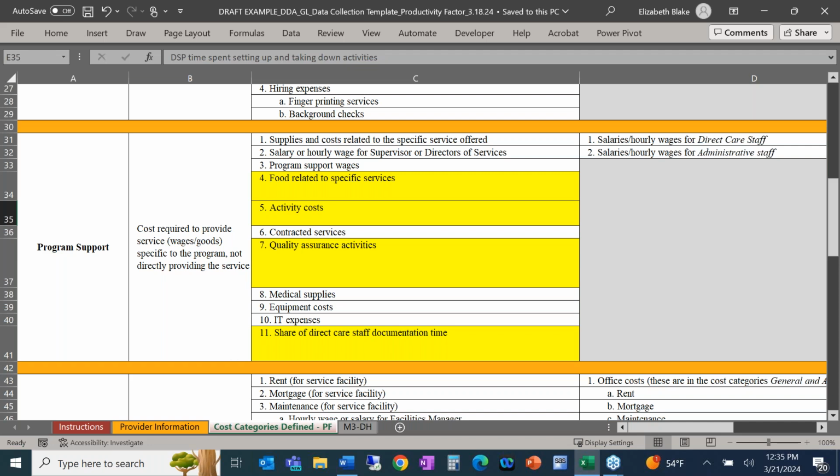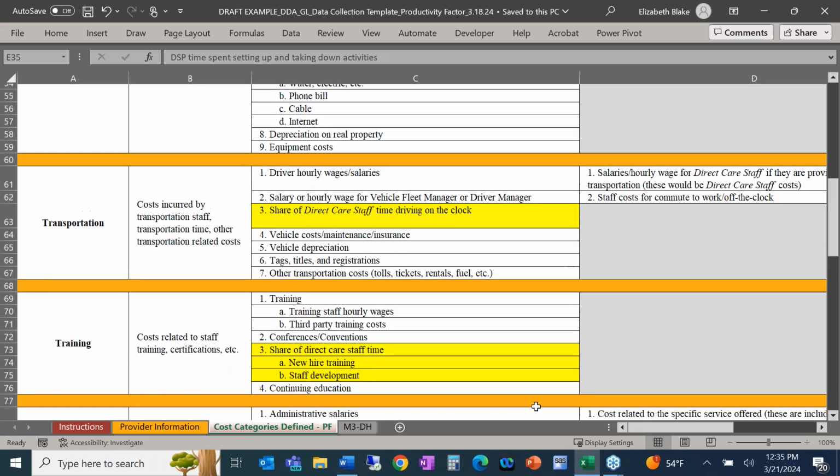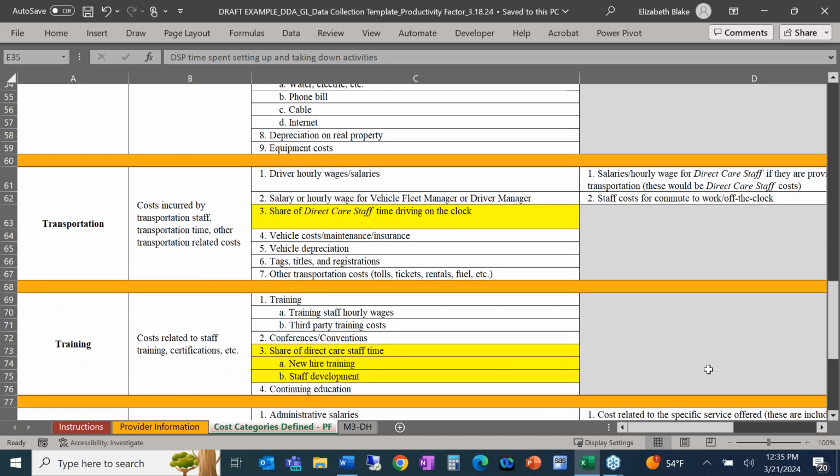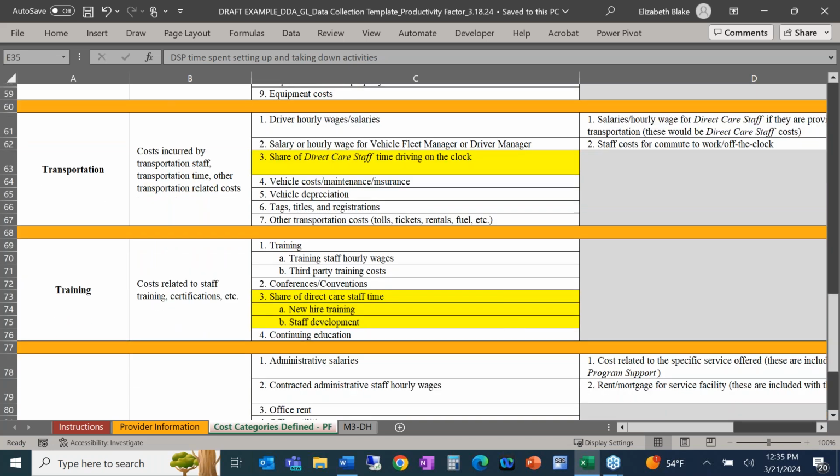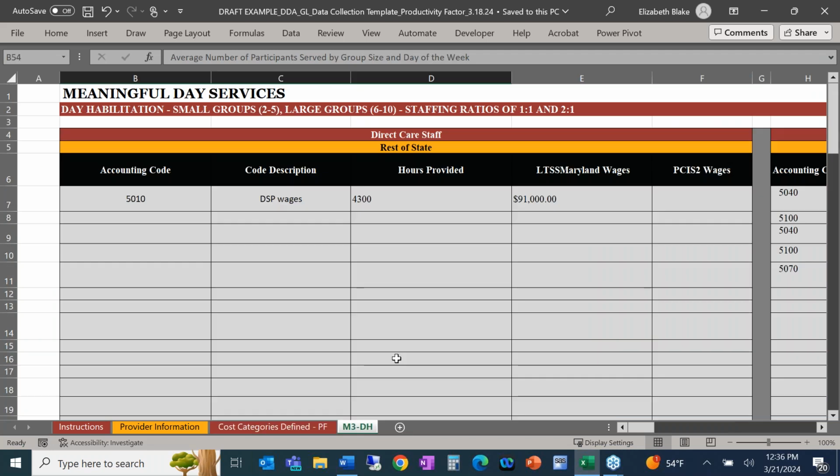and they're only going to be reported in that productivity factor table. For transportation, we are now going to transition and report the share of direct care staff time driving on the clock in the productivity factor table. And then for training, we are going to transition the share of direct care staff time as a new hire training and staff development in the productivity factor table. So these items that are being transitioned into this productivity factor table should only be reported in that table and should not be reported at the top in the cost category boxes that you would have reported them in previously. So let me just go ahead and flip to that table here.